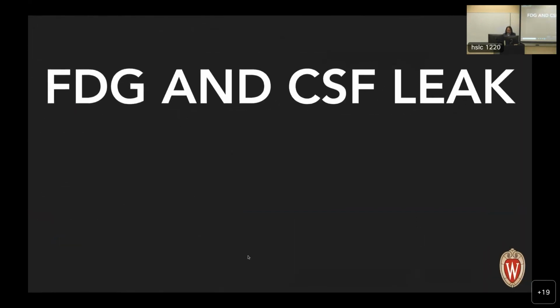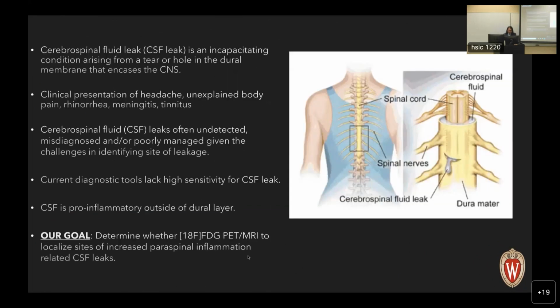FDG can also be used with CSF leak. So I worked with Ian Carroll at Stanford. As you know, CSF leak is a quite incapacitating condition arising from a tear or a hole in the dural membrane surrounding the spinal cord. Often they're undetected, and our current methods of detecting where the CSF leak is are quite insensitive and poor.